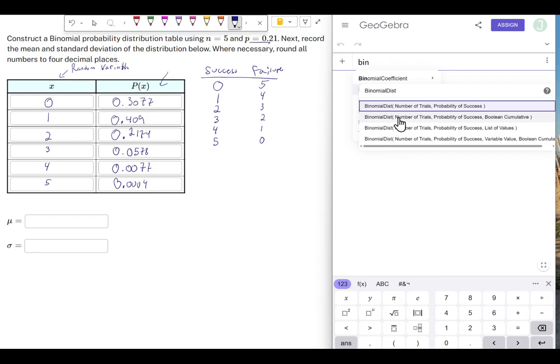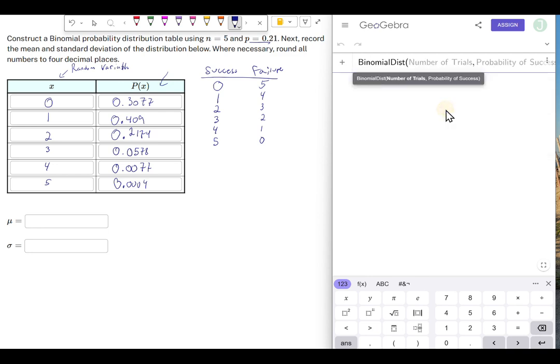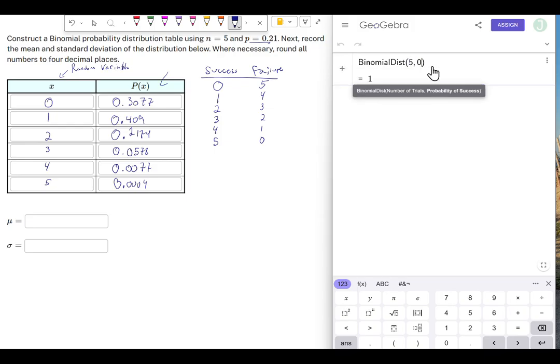Or the binomial distribution with number of trials, probability of success, and the cumulative Boolean, or the list of values. It doesn't really matter which one you choose, because we can change them all however we want to. So we have 5 trials with a probability of success of 0.21. Now we need to tell it what the outcomes are that we want.